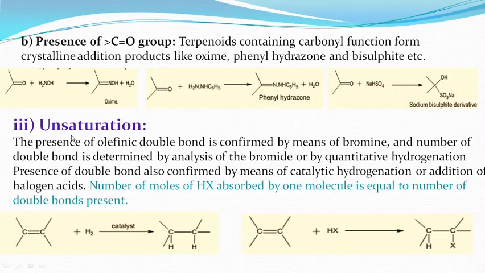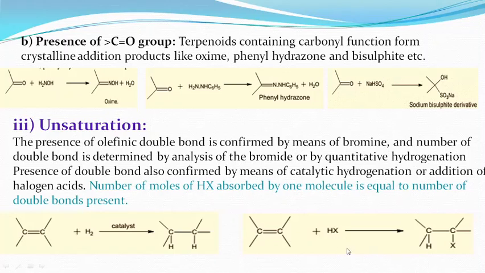Third, if unsaturation is present in terpenoids, the presence of olefinic double bond is confirmed by means of the addition of bromine, and the number of double bonds is determined by analysis of the bromide or by quantitative hydrogenation. Presence of double bond is also confirmed by means of catalytic hydrogenation or addition of halogen acids.